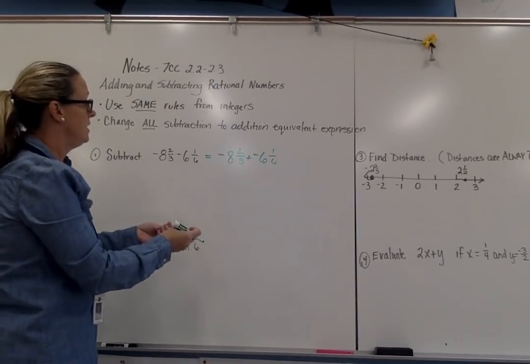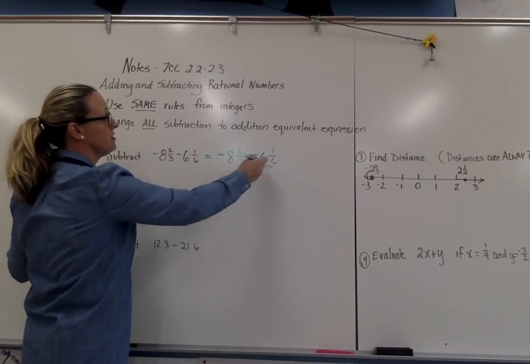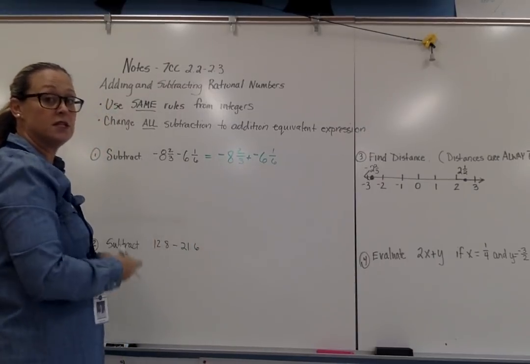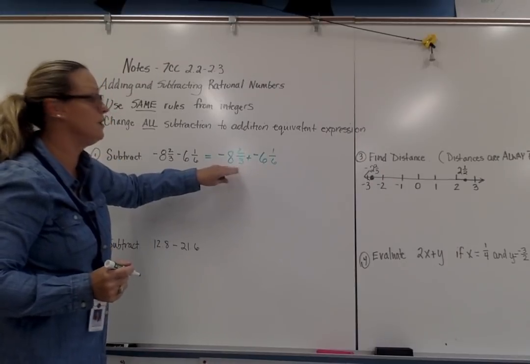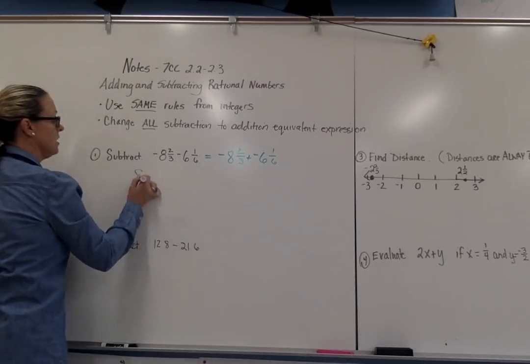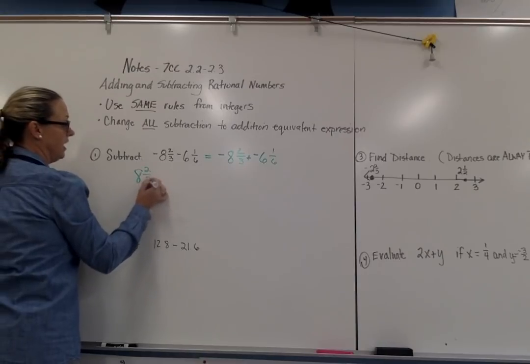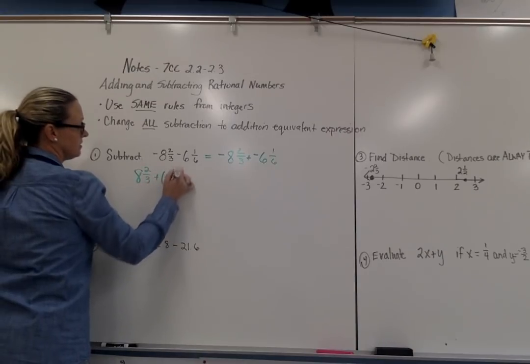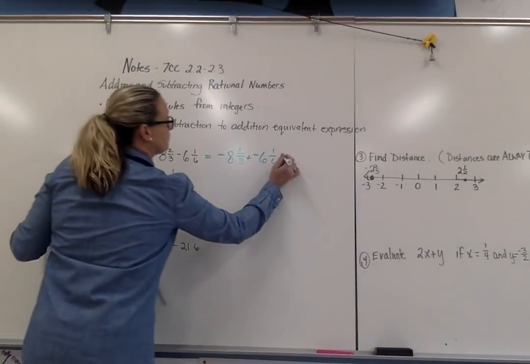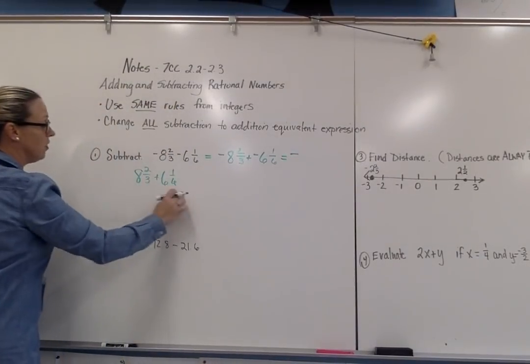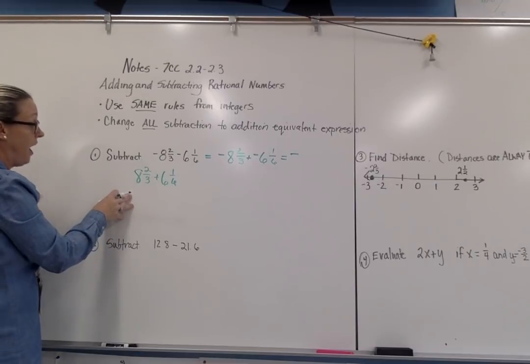I'm going to then say, all right, I have a negative plus a negative. I'm going to add those, and it's going to be more negatives. So I know the operation that I have to do is adding these two fractions. So I'm really going to have to add 8 2/3 plus 6 1/6. I know my answer is going to be negative, but I need to then follow the rules that I know for adding fractions.